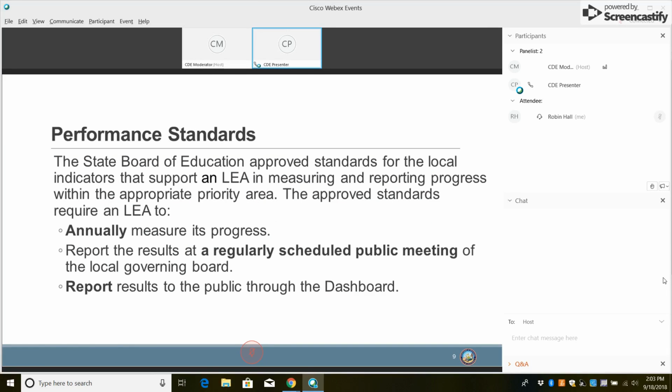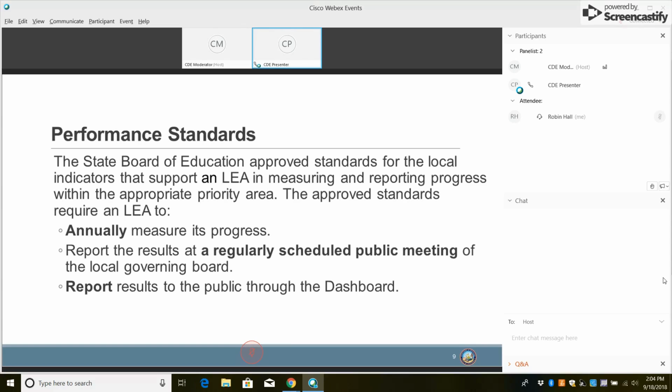For each local indicator, there are three things that an LEA must do in order to indicate that they've met, to check met on the dashboard. The first of these is to measure your progress with respect to the priority in question, and report that progress at a regularly scheduled public meeting of the local governing board. And then you report the results to the public through the dashboard.